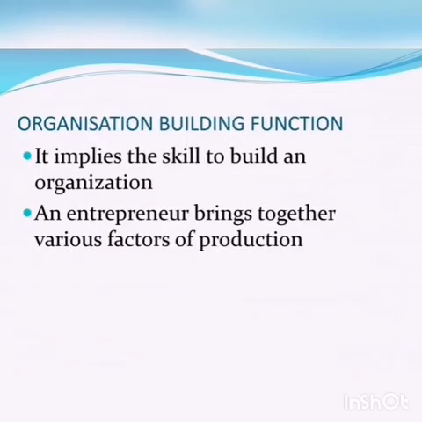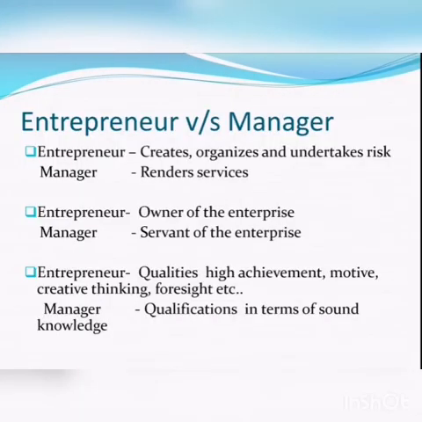The next feature of entrepreneurship is organization building function. It implies the skill to build an organization. An entrepreneur brings together various factors of production like land, labor, capital and organization. And also he coordinates and controls the efforts of all the persons engaged in his organization. Here the term coordination means synchronizing the various activities of an organization for the purpose of achieving organizational objectives. Therefore, an entrepreneur is an organization builder. That's why an entrepreneur is termed as what? An organization builder.